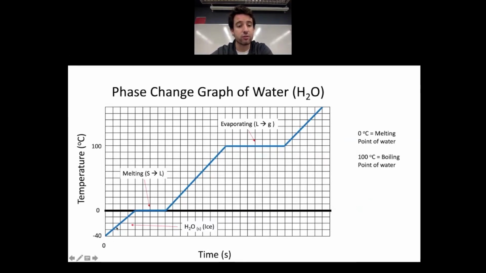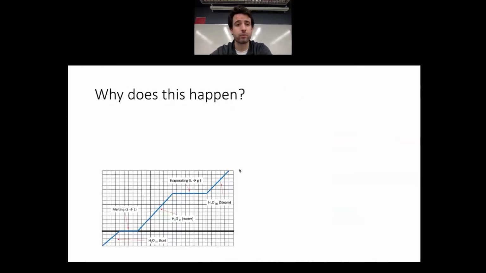So yeah, in this first kind of diagonal line, we're looking at ice. Second diagonal line, we're looking at water. And the third line, we're looking at steam. So I put a little S, L, and G next to them for solid, liquid, and gas. I don't know if you noticed that. That's how chemists do it. So yeah, this is the phase change graph of water.